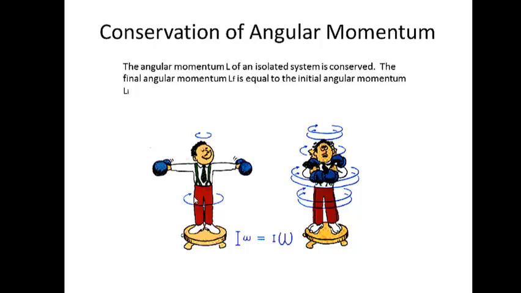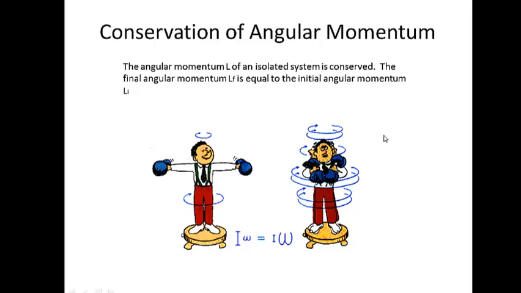Conservation of angular momentum: the angular momentum L of an isolated system is conserved. The final angular momentum L sub f is equal to the initial angular momentum. This cartoon shows a person standing on a spinning turntable, and the weights are extended away from his center of rotation. The center of rotation is right down the middle of him. These weights are extended away from him.